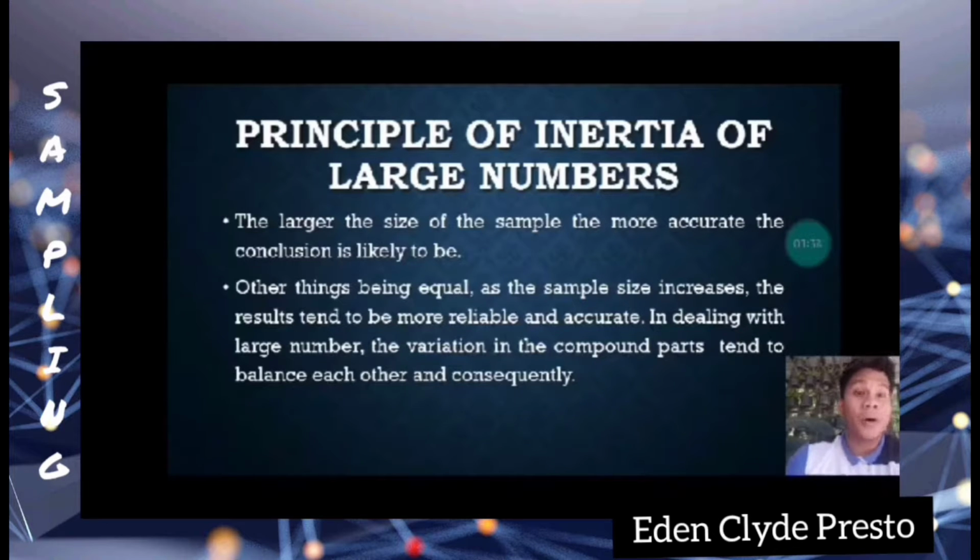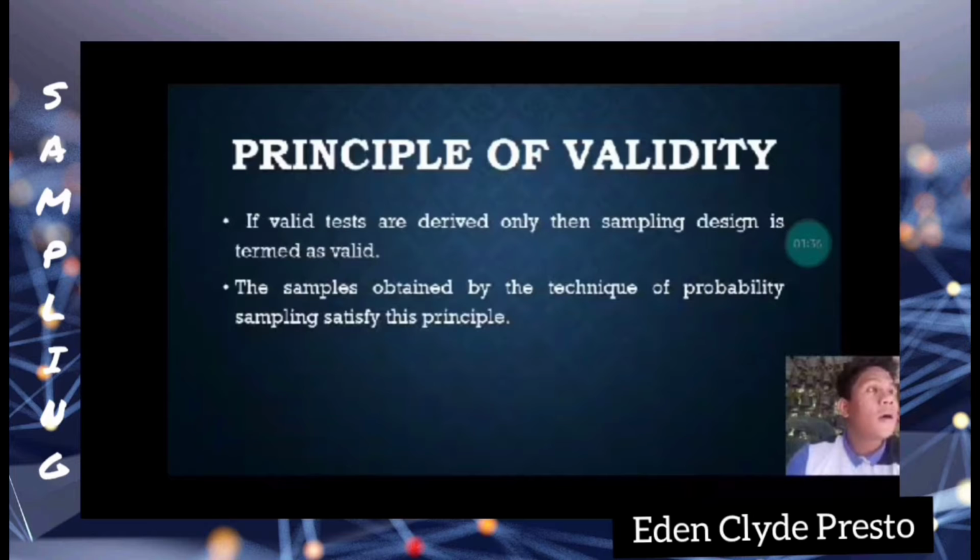So now let's proceed to my report. It's the principle of validity. This is an addition to those two. If valid tests are derived, then the sampling design is termed valid. The samples obtained by the technique of probability sampling satisfy this principle. That states the principle of validity.